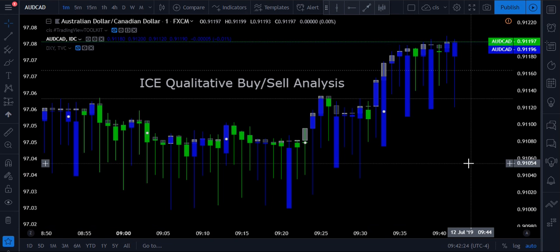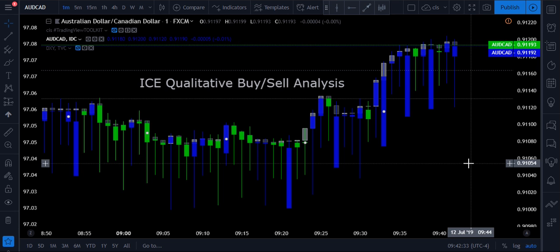In focus, the Australian dollar, Canadian dollar. We're not exactly looking at the trade position that we have. We're long from the 91.12 area again. What I'm going to focus on, though, is something that I've set up called the ICE Qualitative Mean Buy-Sell Analysis.